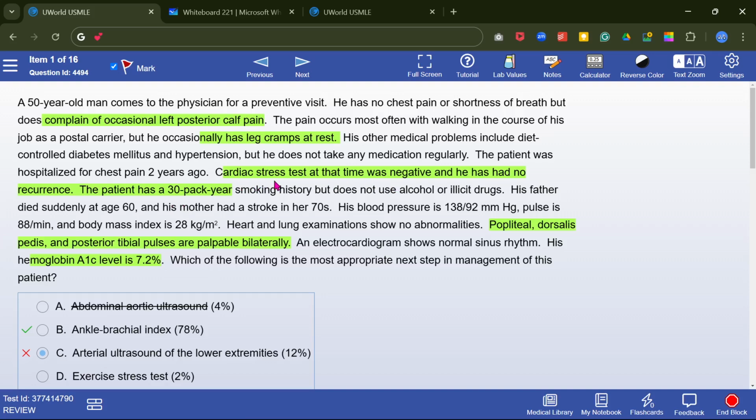cardiac stress testing is negative. He's a smoker. This is very vital. Smoker, and his father suddenly died at the age of 60, and his mother had a stroke. Most important, popliteal, dorsalis pedis, and posterior tibial pulses are palpable bilaterally. Echo and ECG show normal sinus rhythm. HbA1c is high. Most appropriate next step?